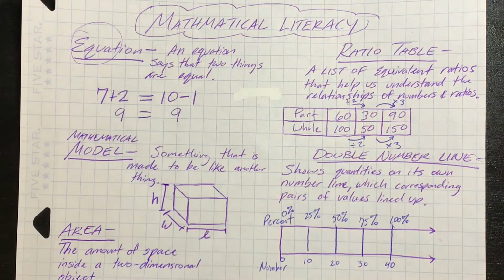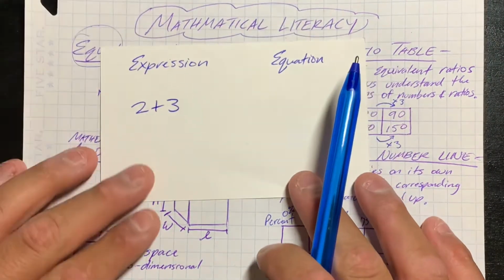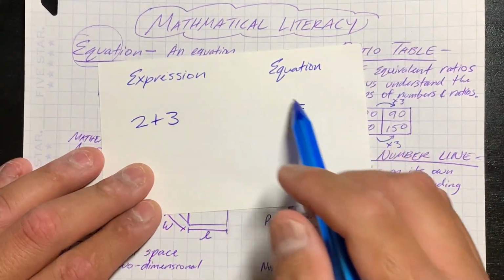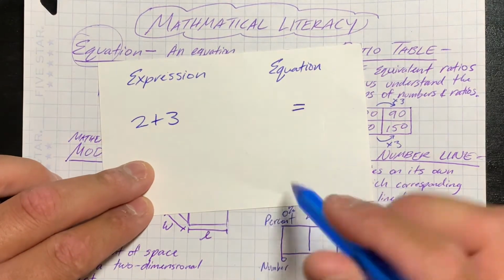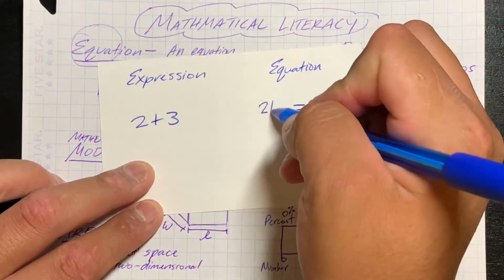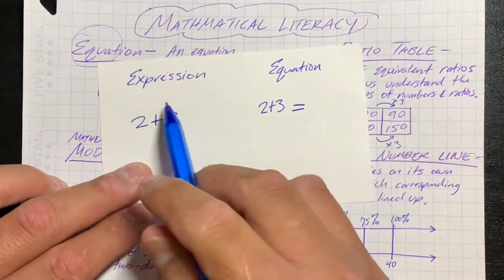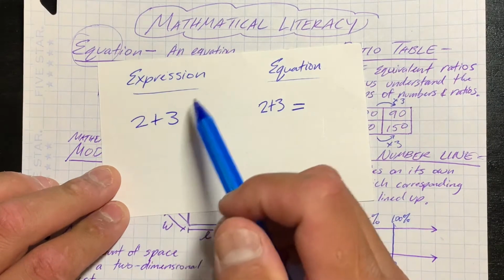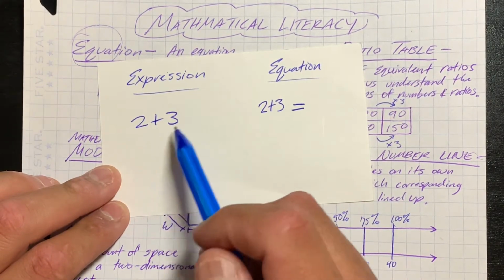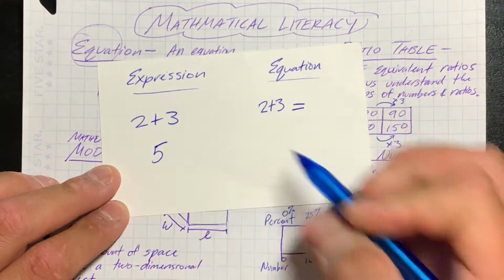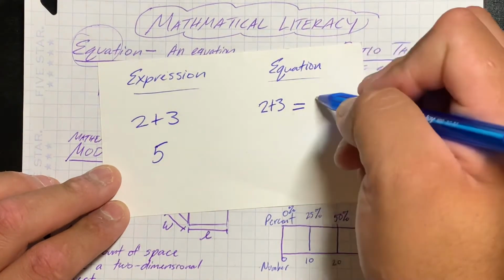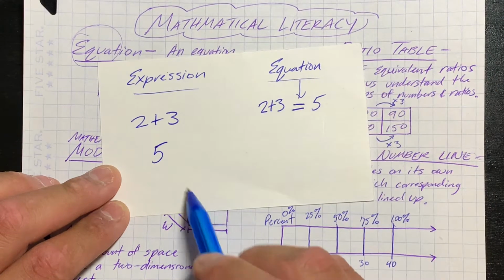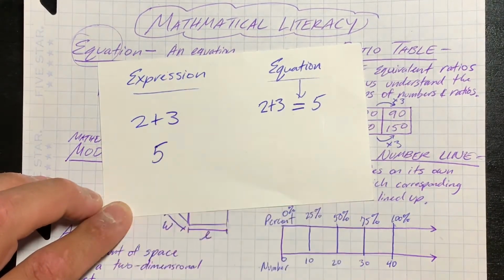As long as we have an equal sign, whatever number sentence there is would be an equation. For example, we have 2 plus 3. The difference between an expression and an equation is that an expression has no equal sign. 2 plus 3 equals 5. Again, this is technically an equation because it has an equal sign. An expression has no equal sign, which is why it's an expression, okay?